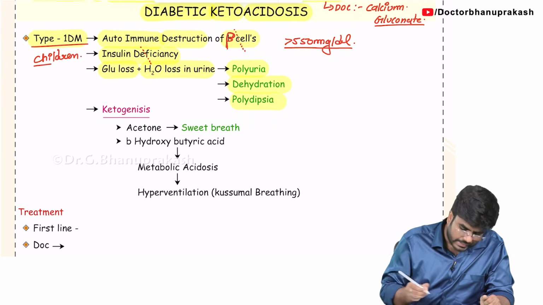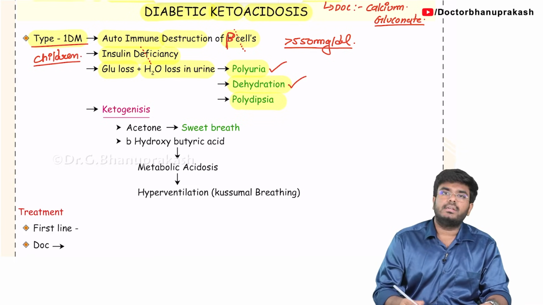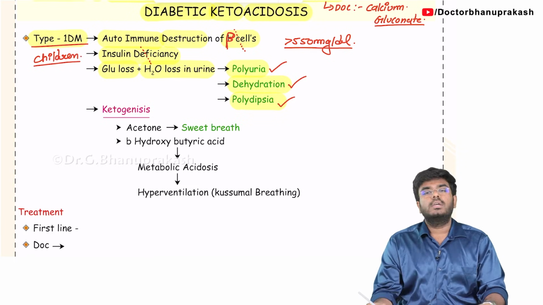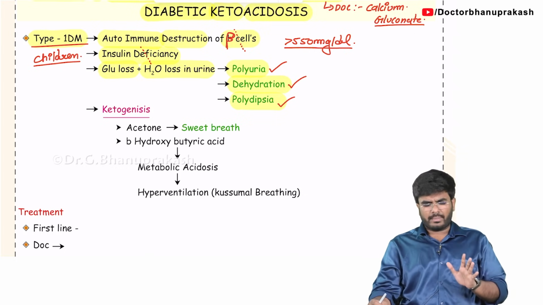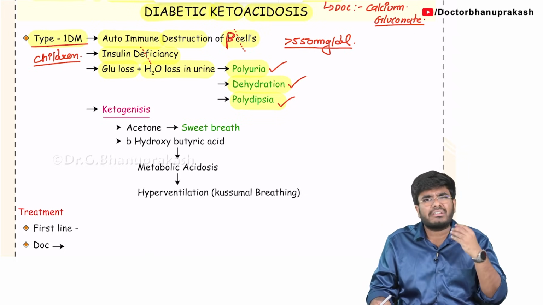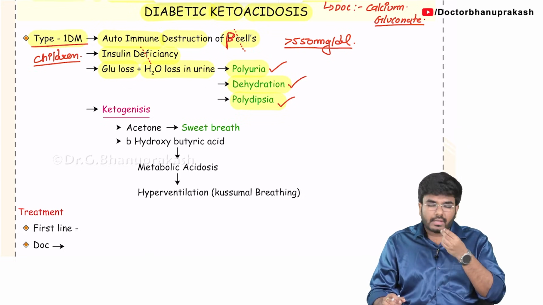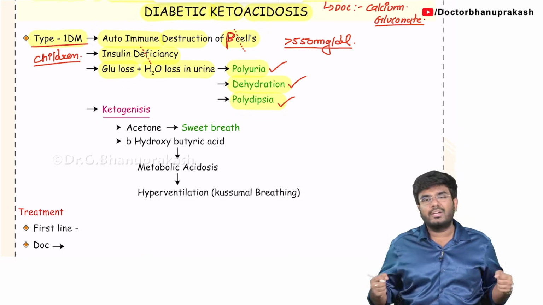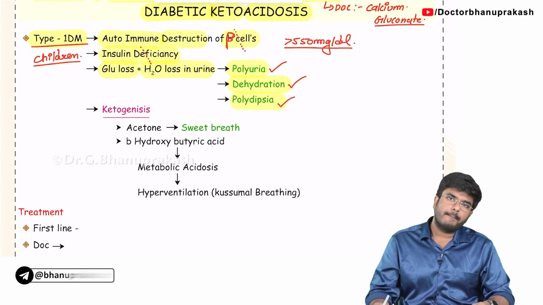So in this child, there is excessive urination. The baby is getting severely dehydrated and the baby is drinking more and more water. There is polyuria, polydipsia and dehydration. The main problem with diabetic ketoacidosis is severe dehydration. But tell me, at the end of the day, is the problem solved? Are the cells getting the glucose? No, they are not getting the glucose. Glucose is going out of the body, causing dehydration.